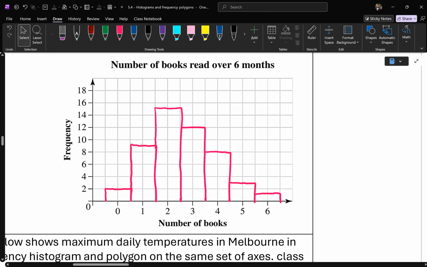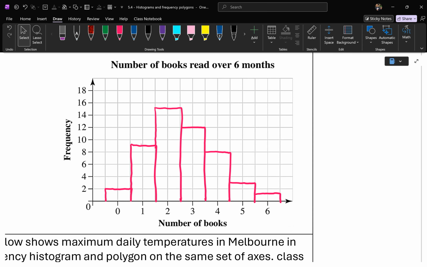So when you're doing this in your own exercise book, scale the x-axis. If you have a grid book, that would be easier to draw as well. Don't forget to label frequency on your vertical axis, number of books on the x-axis, and then what the graph is about. So the graph is about the number of books read over 6 months. Okay, if you miss any of those, I'll penalize you, especially for the SAC.